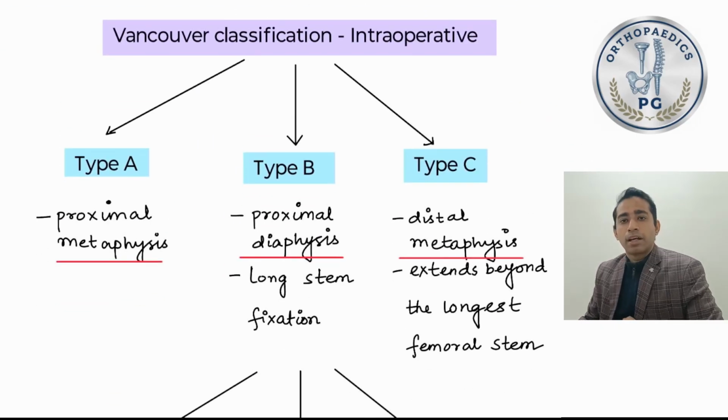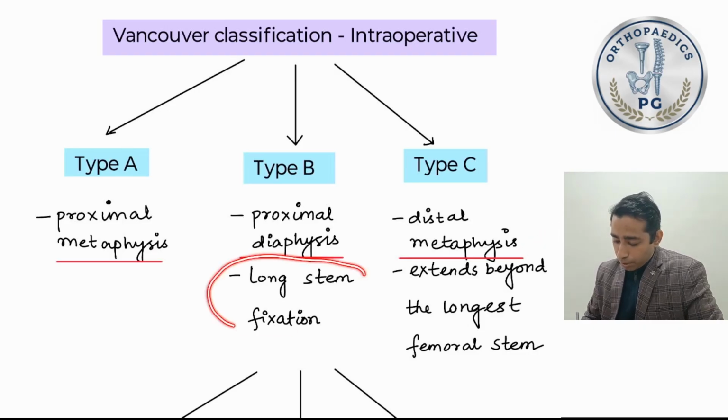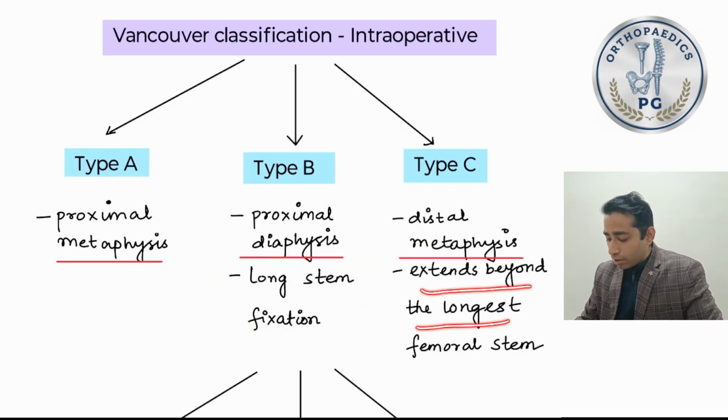Now let us have a look at the classification of intraoperative femoral fractures. The classification is a modification of the Vancouver classification. There are three types: A, B, and C. A occurs in the proximal metaphysis, B occurs in the proximal diaphysis, and C occurs in the distal metaphysis. In type B, it is amenable to a long stem fixation, and in type C, the fracture has to extend beyond the longest femoral stem available, that is, it is not amenable to a long stem fixation.